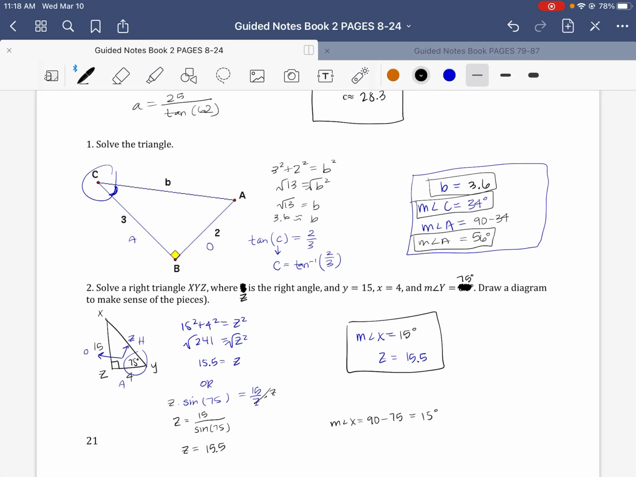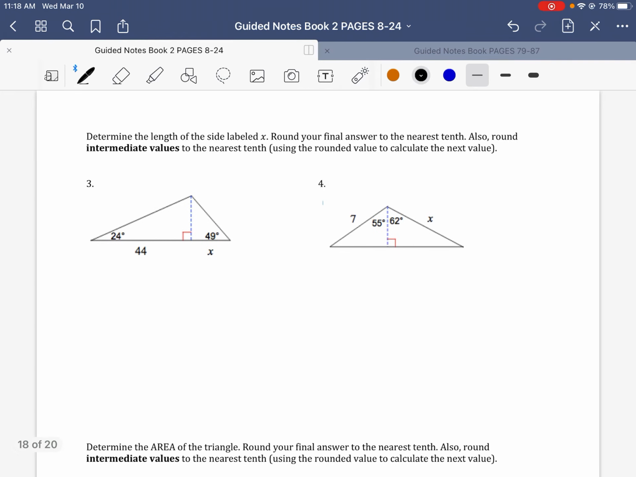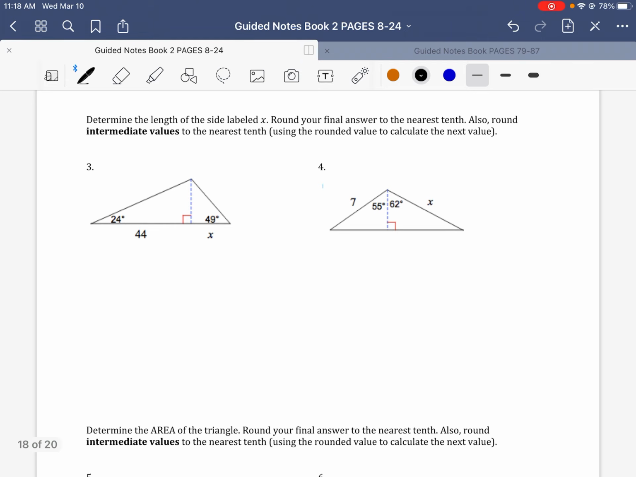Once we're really good with just solving a triangle and using those ratios, then we can do problems like you're going to see on the next page. This says determine the length of the sides labeled x, round your final answer to the nearest tenth. Also round intermediate values. Those are just values that you're probably going to find and use to find the next value in your problem. So we're just going to round everything to the nearest tenths. Okay, so again, if we're looking down at number 3 and it wants us to find the value of x, x represents the length of this little piece of the base of the triangle.